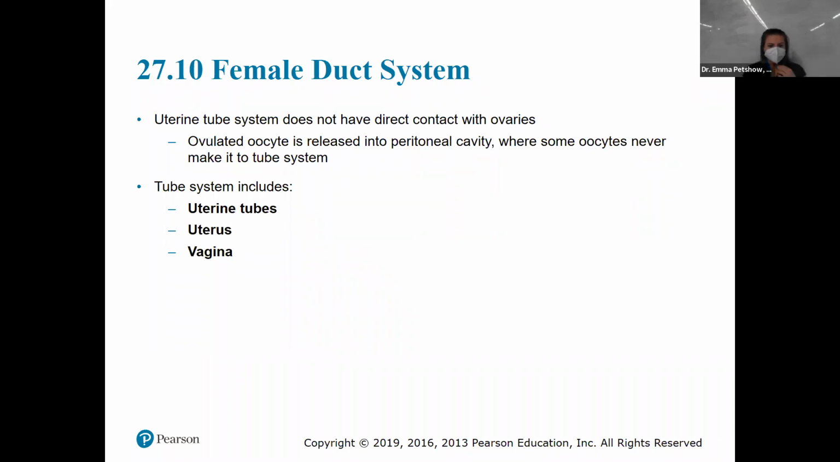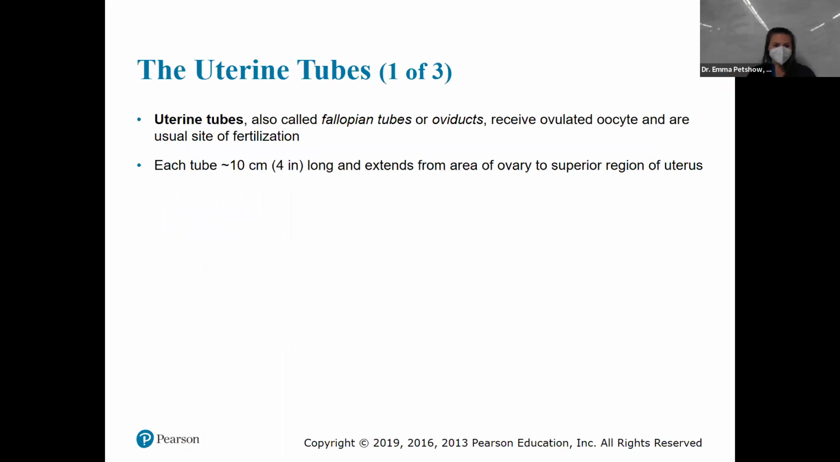But our tube system contains the uterine tubes, or fallopian tubes. They will use both terms, the uterus and the vagina. So uterine tubes, I've also seen oviducts, actually, so I've seen all three of these. They will receive your ovulated oocyte. They're typically where fertilization occurs.